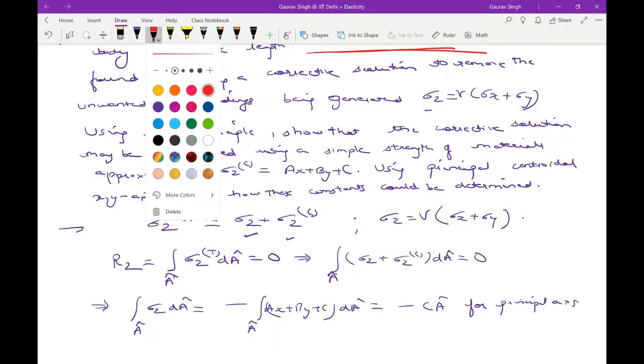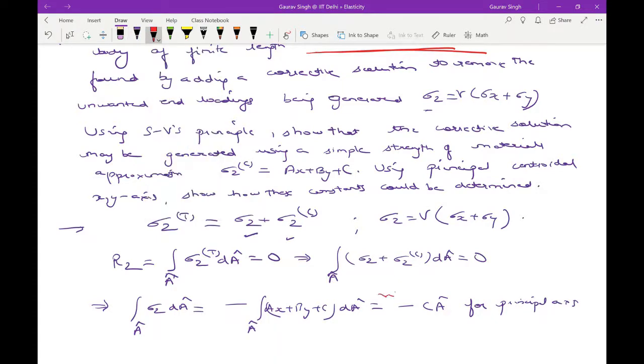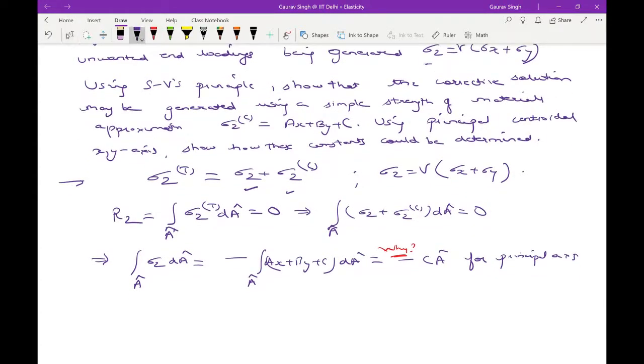Can you think of a reason why? Why should these two integrals disappear, the ax and by ones? Then c can be found out as 1 by A hat, integral of sigma z dA hat, with a minus sign.